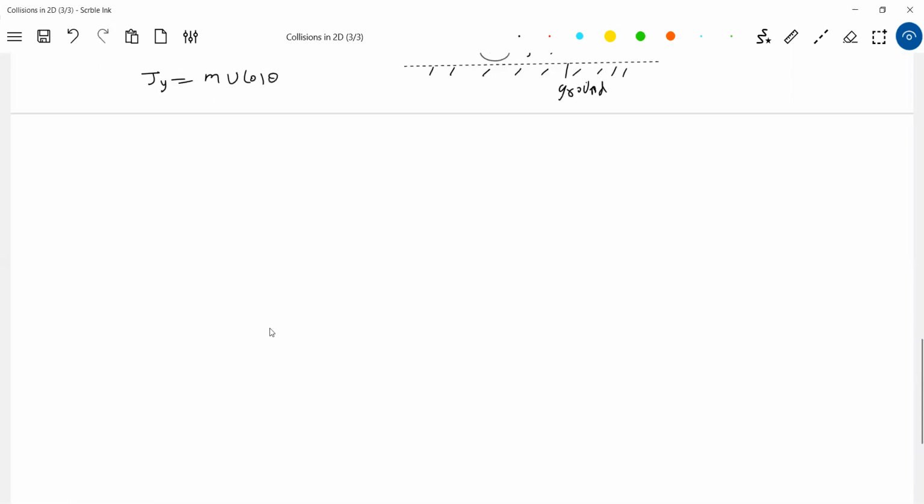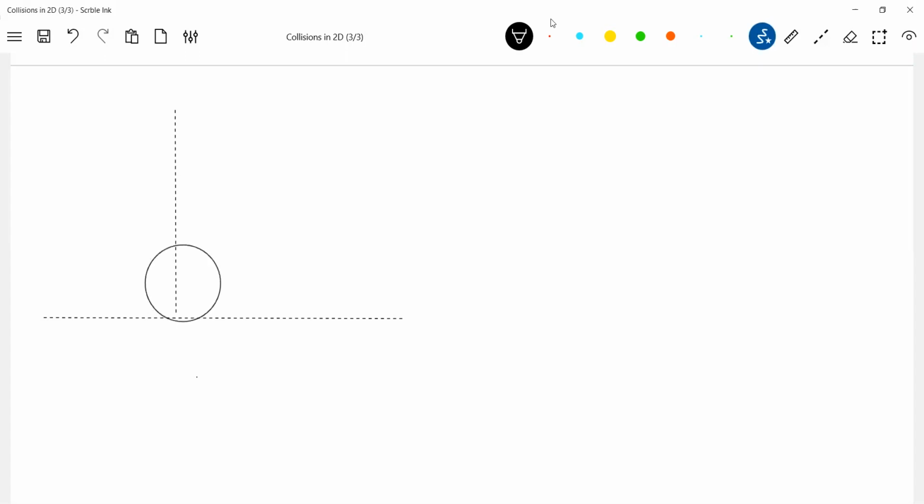Okay, let's take the case where the surface is rough. Let it approach with an angle theta, it will rebound. Let this be rough.